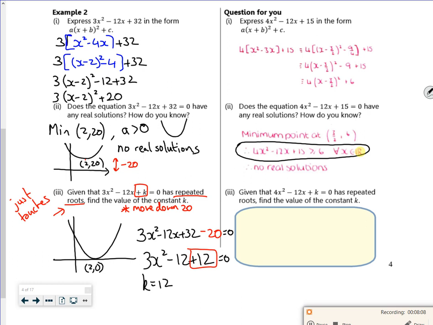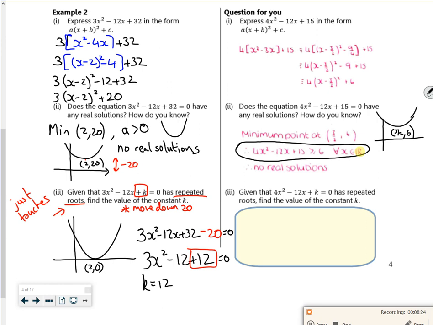So there's no real solutions. Do you know what? Draw a picture. The picture tells you that it's 3/2 across, 6 up. It's a U-shaped curve, it can't possibly have any solution.